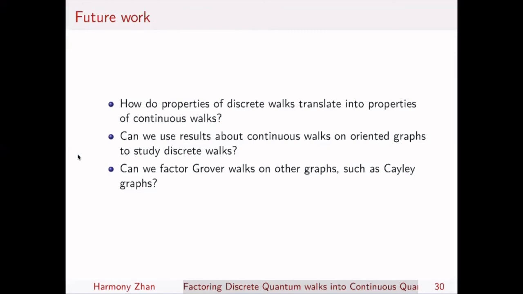And finally, in this example, we are able to factor the global walk nicely because the distance regular graph has very nice idempotent projections. But there are some Cayley graphs whose projections are also nice. It comes from characters, and maybe there's some group theory result we can use. So a third line of research is to look at if we can factor global walks on some other nice graphs. So that's what I want to talk about.